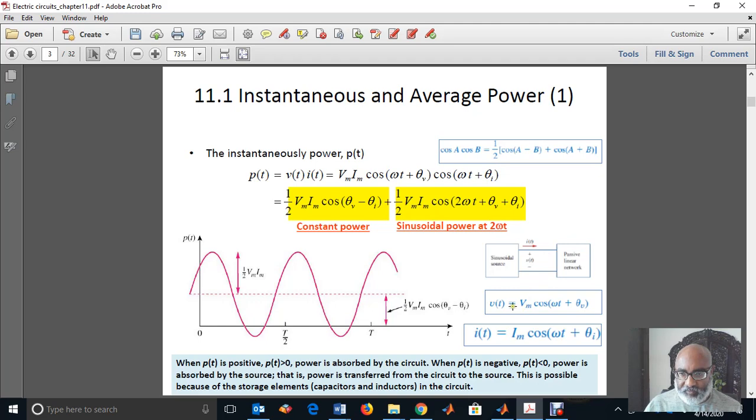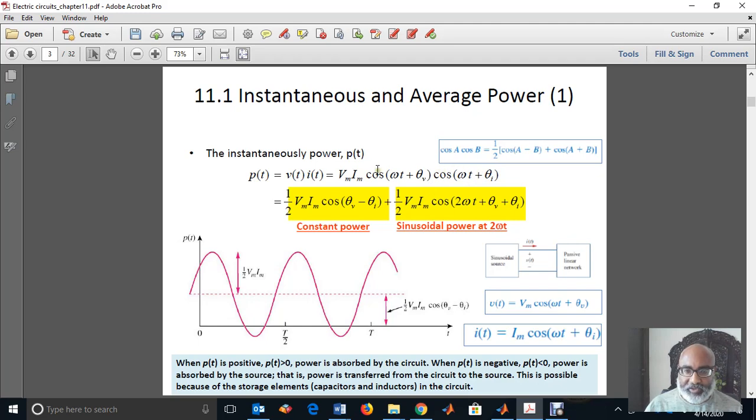t. The voltage across the network is in time domain given by Vm cosine of omega t plus theta v, where theta v is the phase of the voltage V of t. And the current I of t is given by Im cosine of omega t plus theta I. Theta I is also the angle. Now, what is the instantaneous power? The instantaneous power P of t is equal to V of t times I of t, which is equal to Vm times Im cosine of omega t plus theta v cosine of omega t plus theta I.